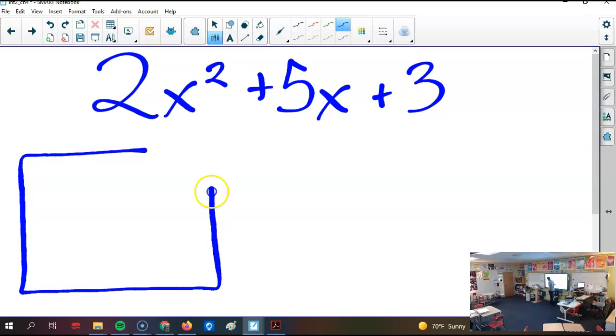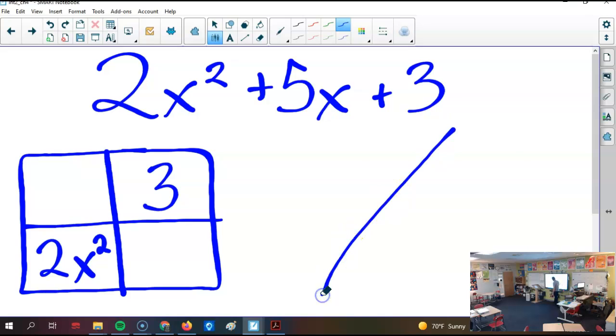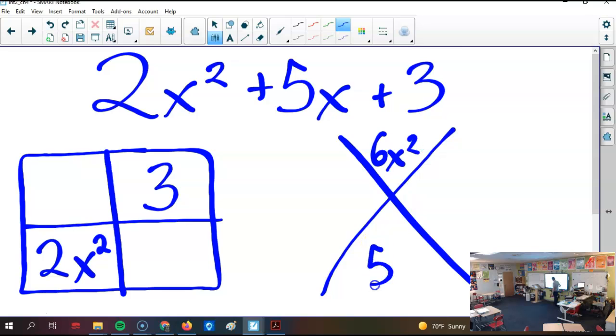So if we draw our rectangle, we know 2x squared and we know 3. So if we draw our diamond, we're all going to start kind of cheating with how we draw the diamond. That was really fast. Holy cow. It's x plus 1 times 2x plus 3.